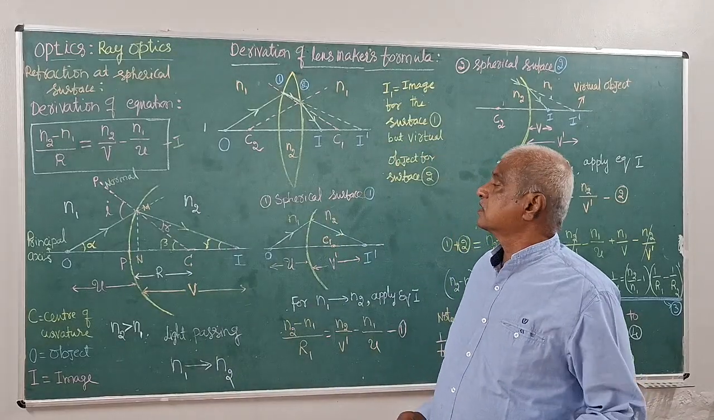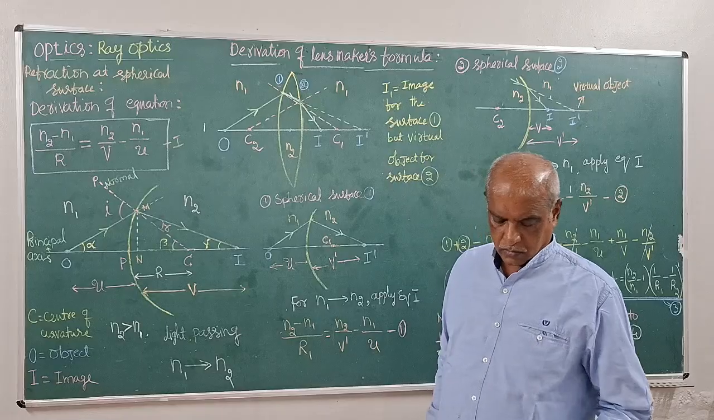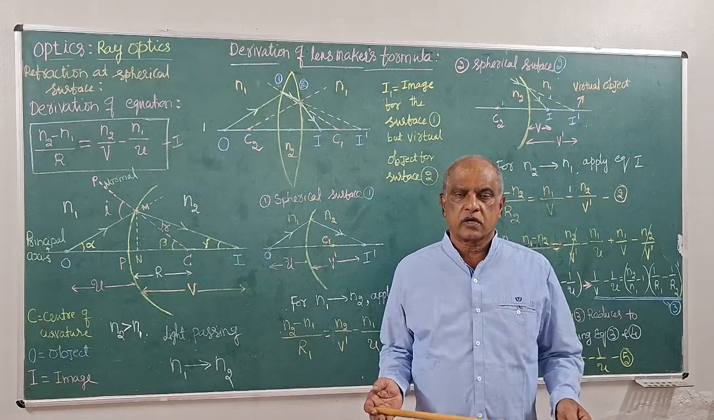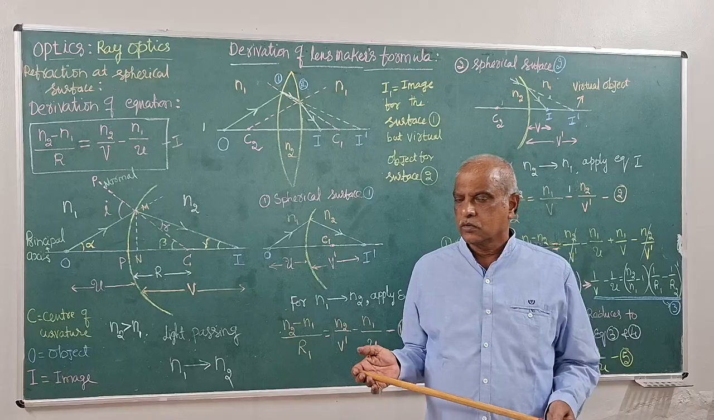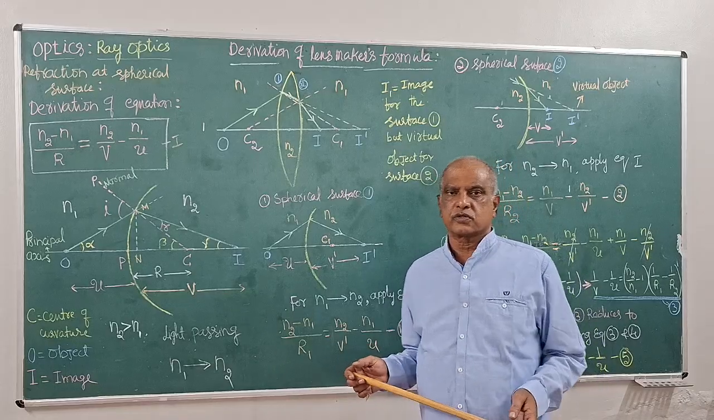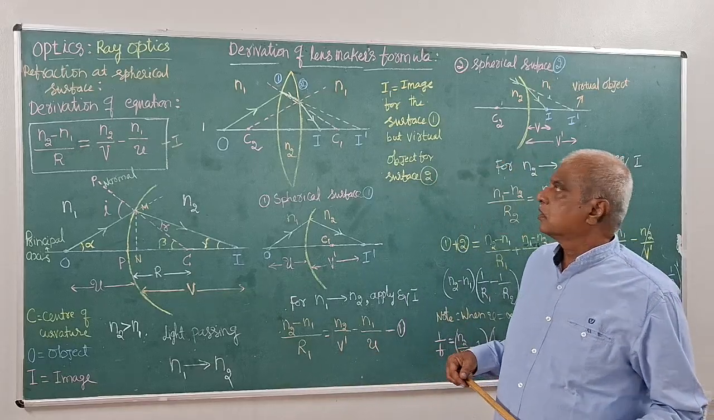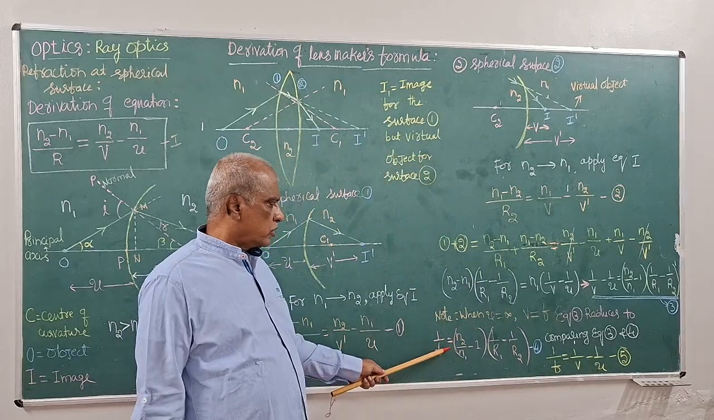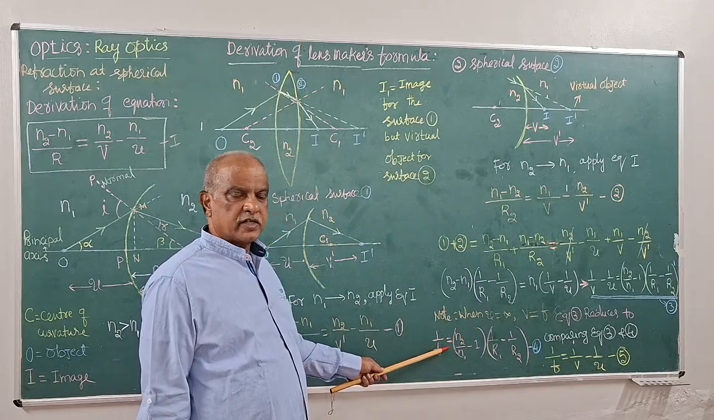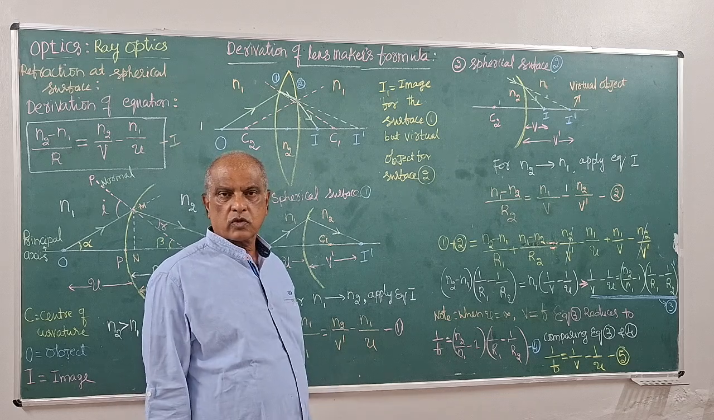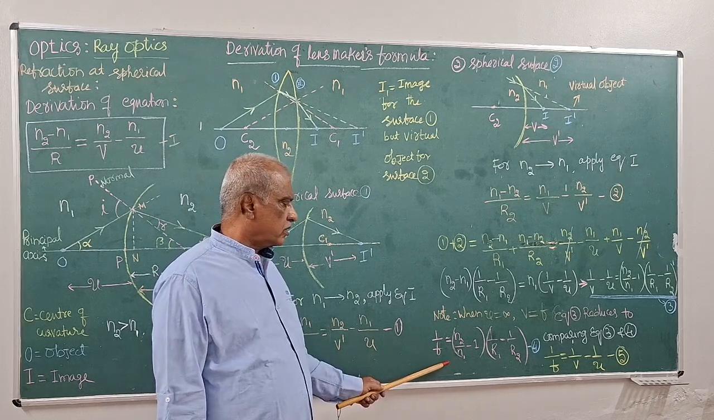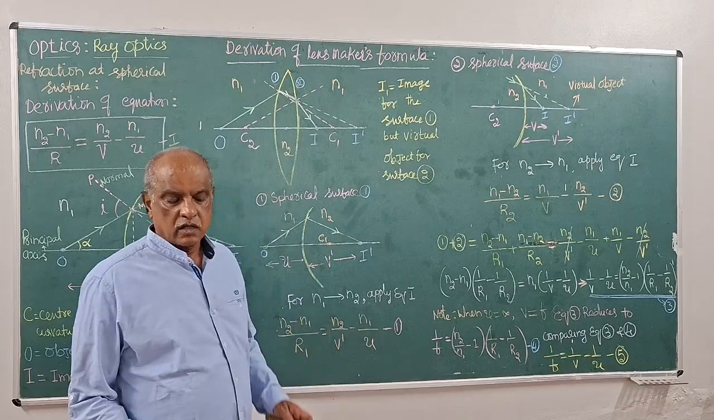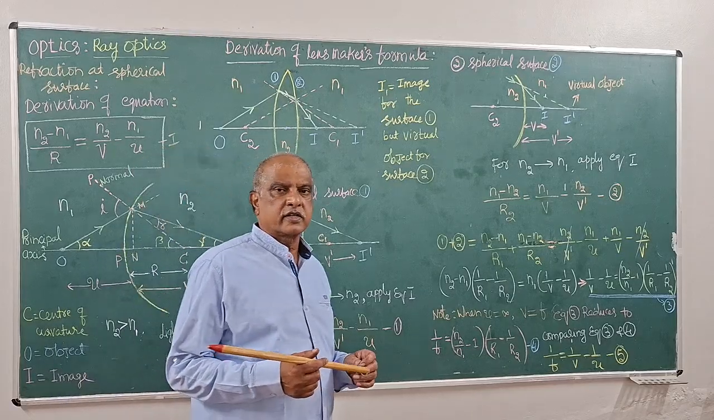The lens maker's formula. As you know, a lens is a combination of two spherical surfaces. This formula is known as the lens maker's formula. Using this equation, you can design a lens with desirable characteristics.